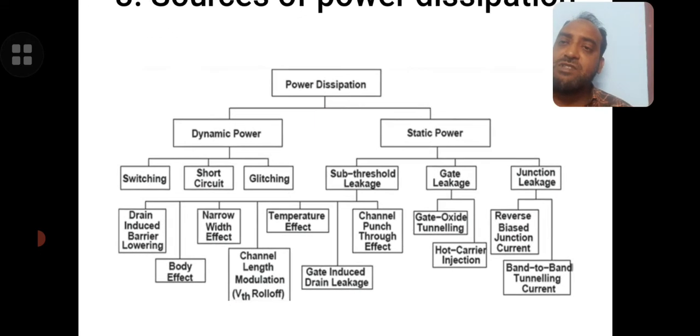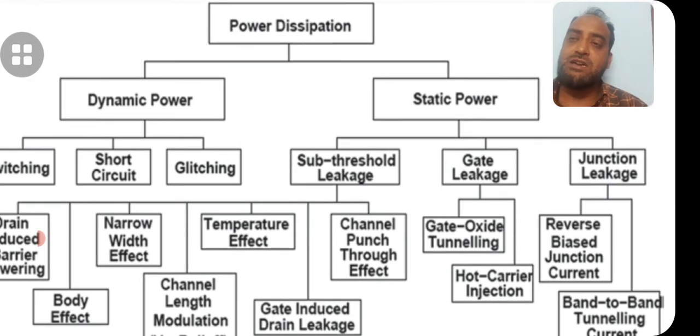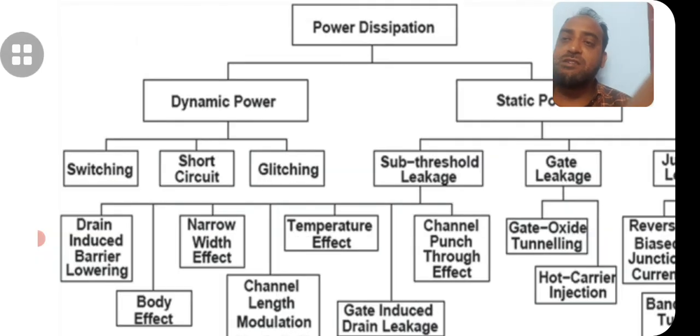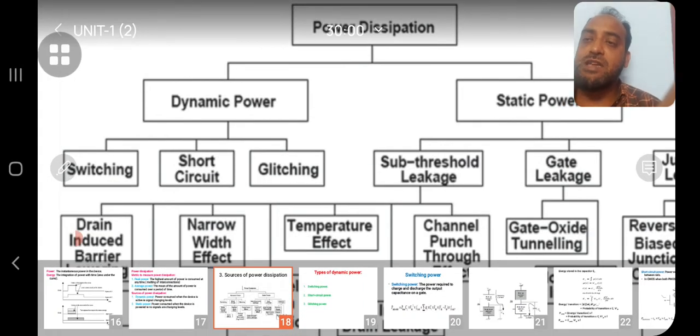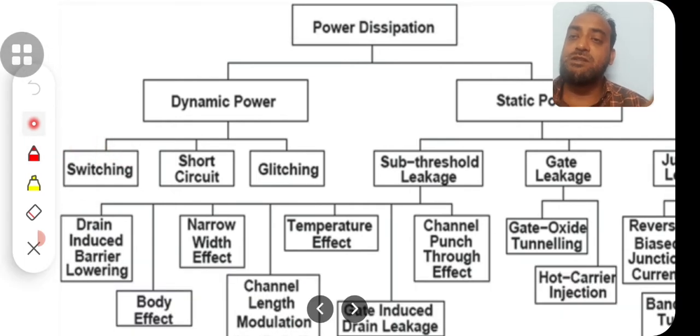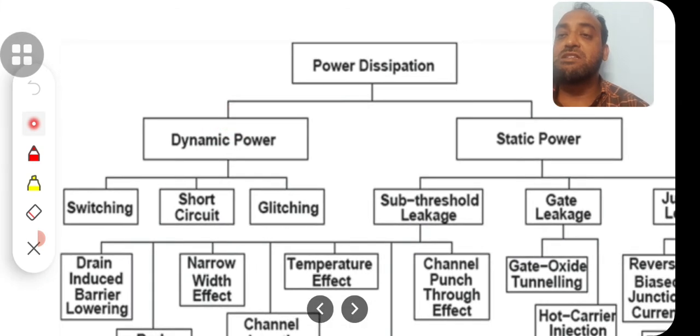Now, these are the various sources of power dissipation. The two major branches are dynamic power dissipation and static power dissipation. Here, if you see these categories, the first one is switching power dissipation, next is short circuit power dissipation, and next is glitching power dissipation. These three are the dynamic power dissipations. Normally dynamic power dissipation is very little.